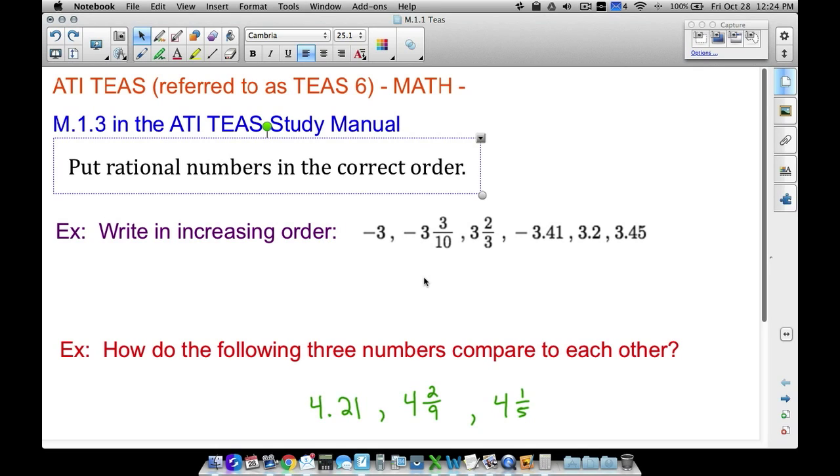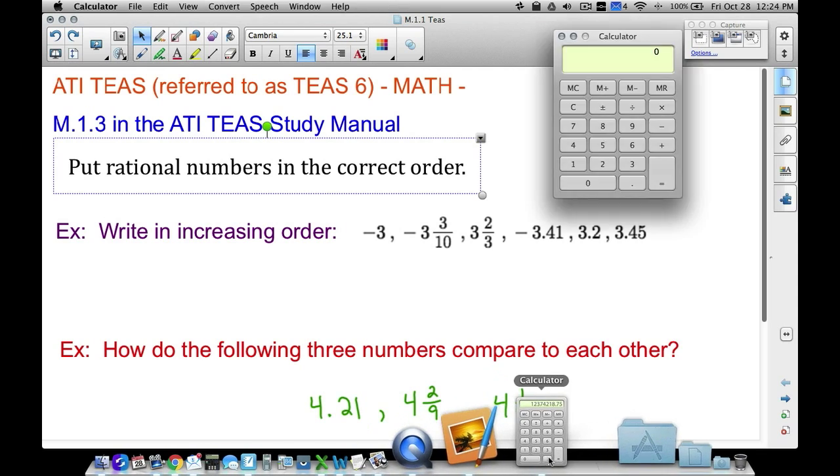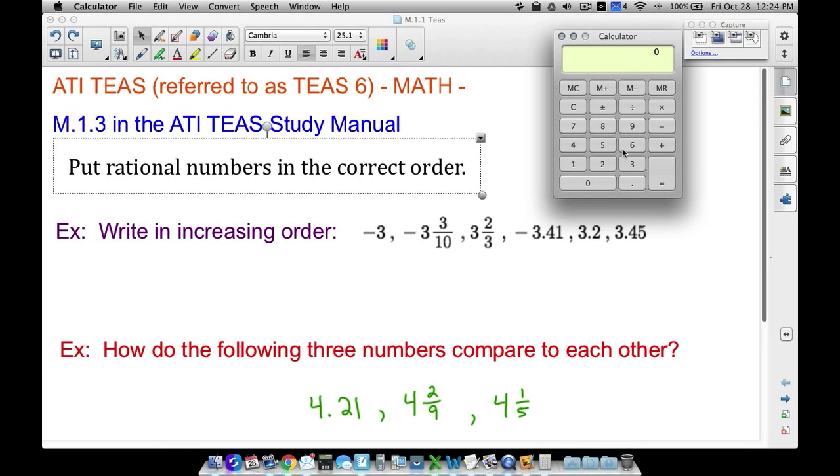Things that are not rational are like the square root of 5. The square root of 5 is not a pretty number. That decimal goes on forever, and some calculators don't even have a square root button on it. It does have a long decimal and there is no pattern. So if you have an ugly decimal, no pattern, it's not rational. But all these numbers here are rational.